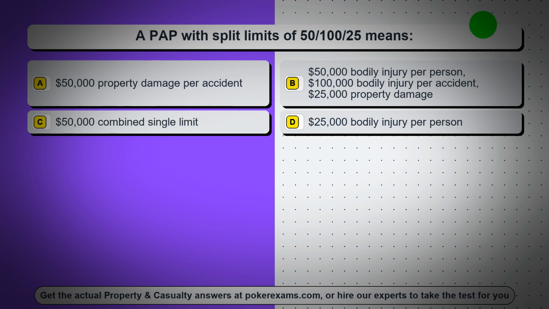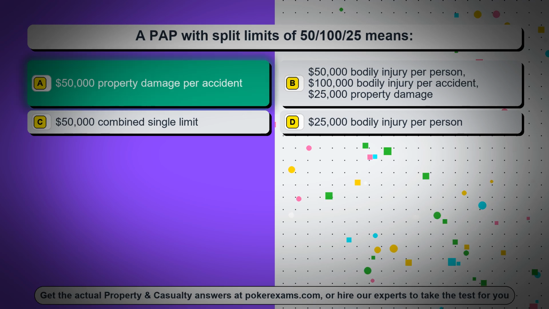Question 39. A PAP with split limits of 50/100/25 means Option A, $50,000 property damage per accident. Option B, $50,000 bodily injury per person, $100,000 bodily injury per accident, $25,000 property damage. Option C, $50,000 combined single limit. Option D, $25,000 bodily injury per person.